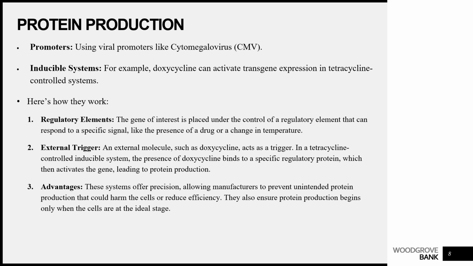Do you know what I mean? The protein will be in the cell. The doxycycline binds to that protein and triggers the gene to activate and start to express the protein. The advantage is that these systems offer precision, allowing manufacturers to prevent unintended protein production, which is what you want, that could harm the cells or reduce efficiency. So you want to be able to control when you produce your proteins. They also ensure protein production begins only when the cells are at the ideal stage.